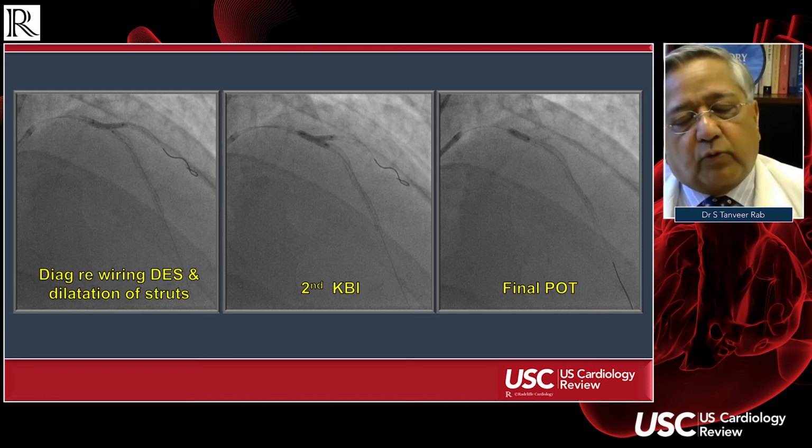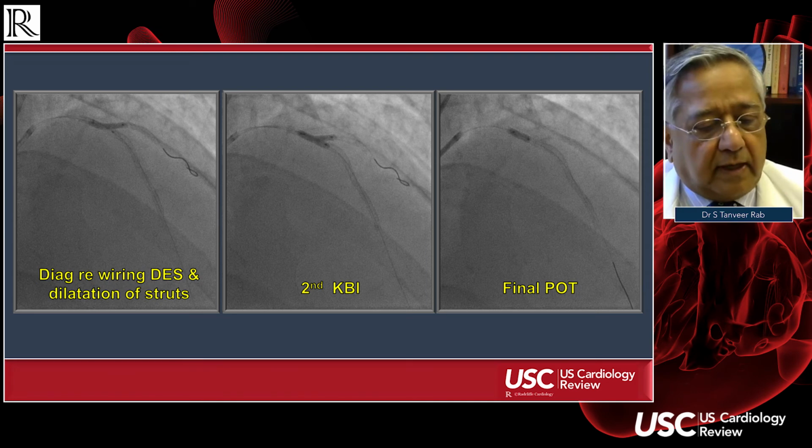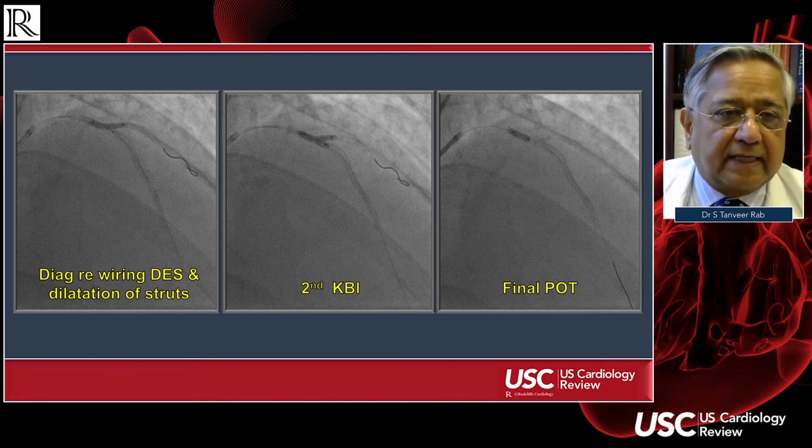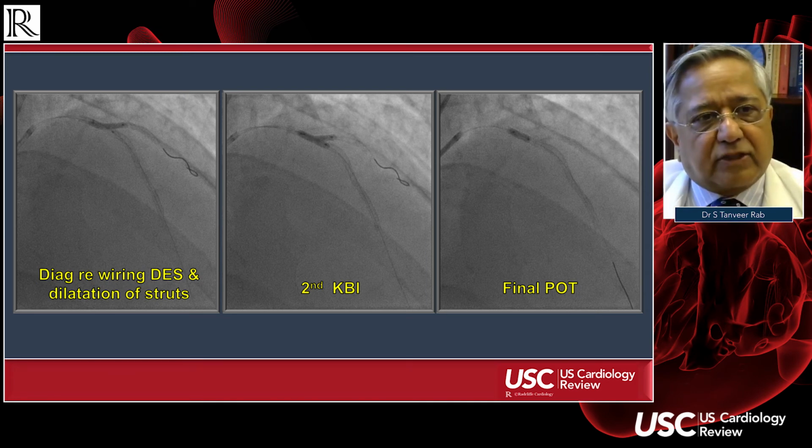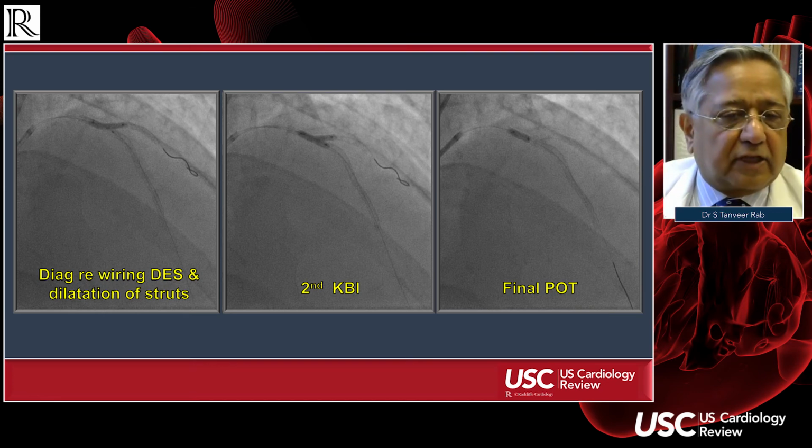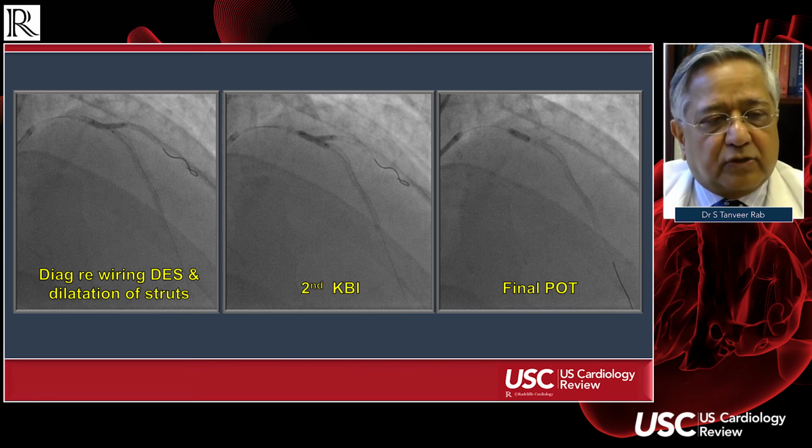Rewiring, what are the wires that are good for rewiring? So I like to use the Runthrough. It generally gets me back in. If that's not successful, then I'll use a Pilot 50. If that's not successful, I'll go to the new Asahi Mongo wire, and it tends to find the stress to go back in.